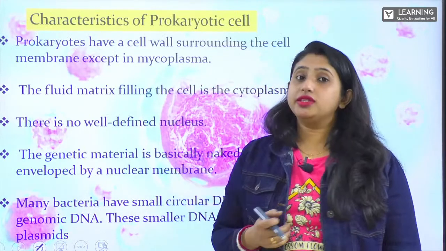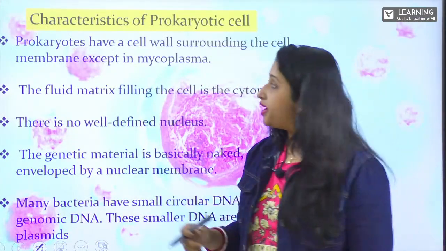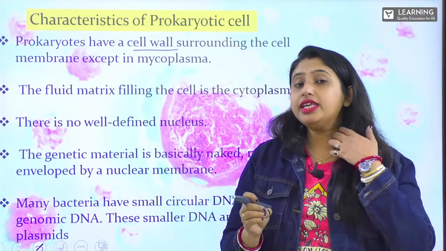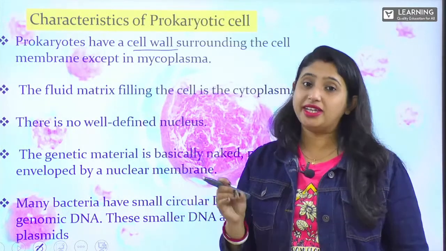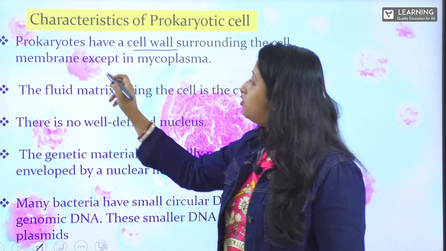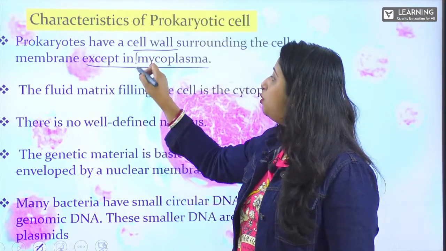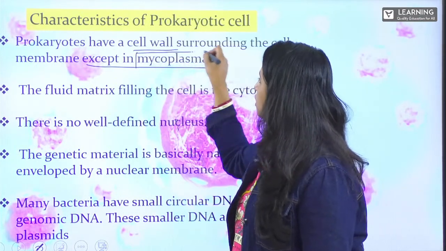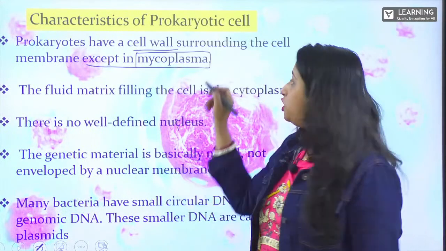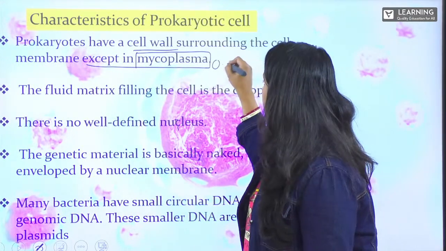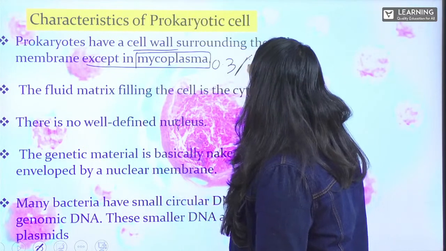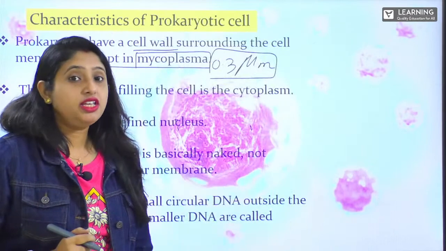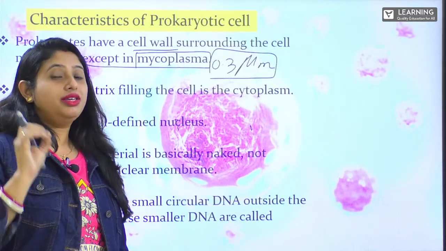Yes, some more characteristics of the bacteria. As I mentioned that this bacteria have what? They have the cell wall. Okay, they have a cell wall. Like in case of plants, they have cell wall, right? So this bacteria also have a cell wall surrounding the membrane except in mycoplasma. So this is the bacteria, that is the mycoplasma, which is known as the smallest bacteria. So it measures about 0.3 micrometer. Okay, mycoplasma, it is the smallest bacteria. So in case of this mycoplasma only, the cell wall is absent.